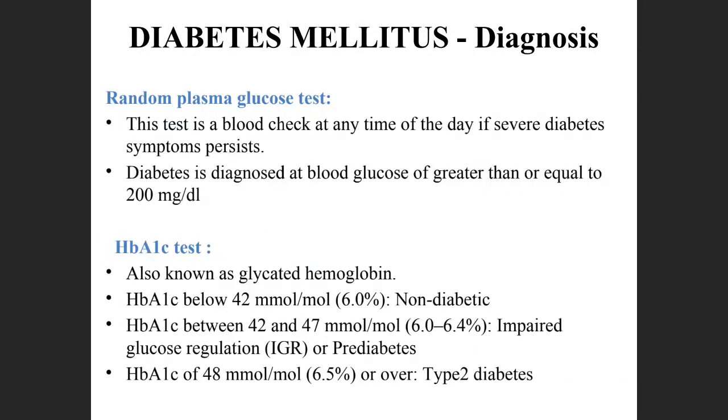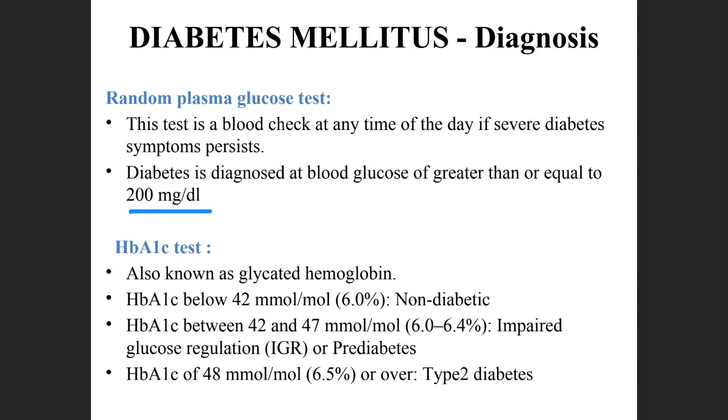Random glucose test means that at any time of the day this blood test can be done, and if a person is diabetic the level will be greater than or equal to 200 mg per deciliter.